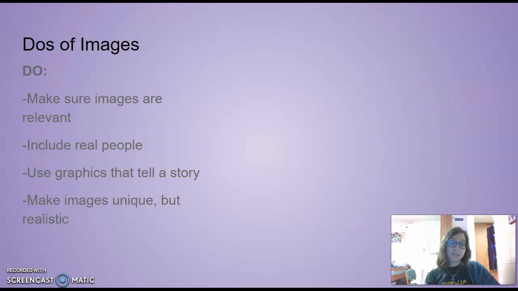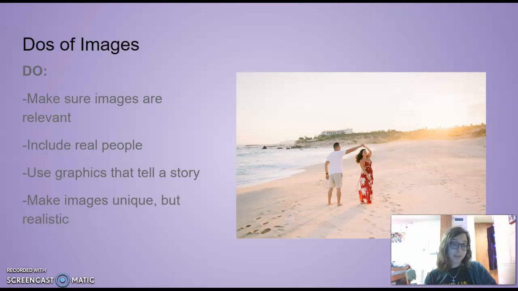You want to make sure your images are unique, but also realistic. So an example of this is this beach photograph where there's obviously, like, everyone's been on a beach. It's not outlandish, but it's sort of different than other beach photographs. It's got a pop of color in the dress. They're twirling. So there's a lot of variety in there. It's not your average standard beach photograph where you could just control and replace the couple, you know?